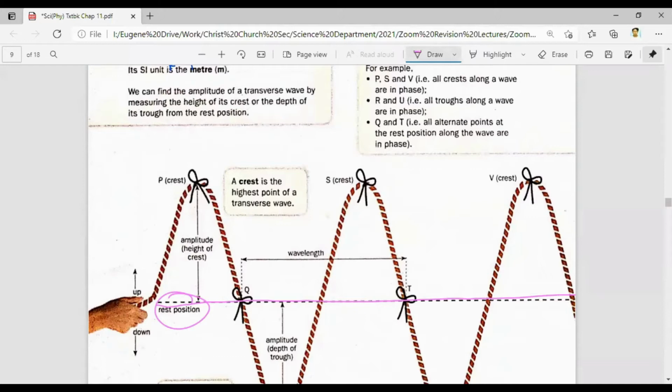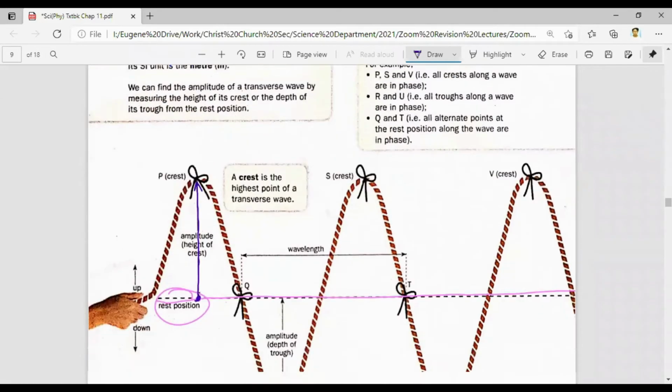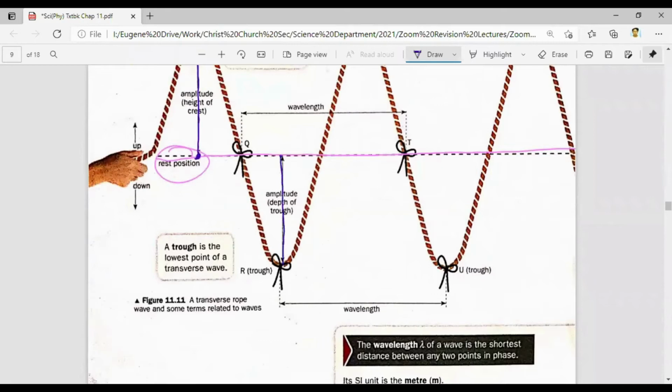Okay, amplitude is the maximum change in position. So if originally it is here, can you realize that this point will be the maximum? So maybe I should use a different color. So from here all the way up here, this is the maximum change in terms of the position from its rest position. Okay, so that's why this is called the amplitude. Now, this is also called the amplitude because going all the way up or going all the way down, these two lengths are normally the same.